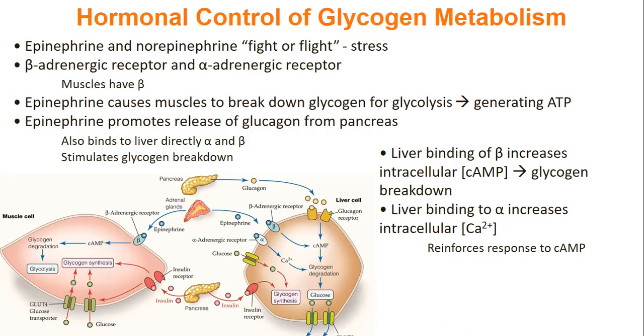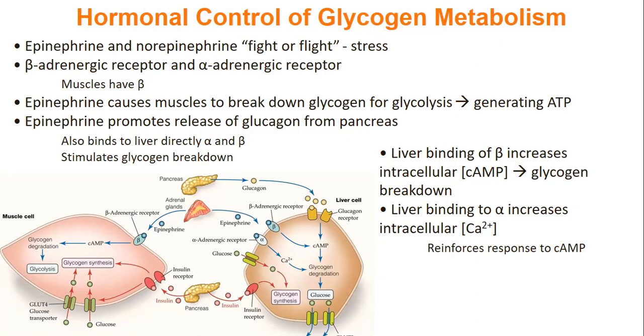And so what that does is, both in the muscle and in the liver, you have beta receptors for epinephrine, and you release cyclic AMP in the muscle and the liver. Your liver cells actually have two receptors for this, a beta receptor and an alpha receptor. The alpha receptor releases calcium as well as cyclic AMP. And the idea is that calcium speeds up this process, it reinforces this process. So you are breaking down glycogen much faster with calcium around.